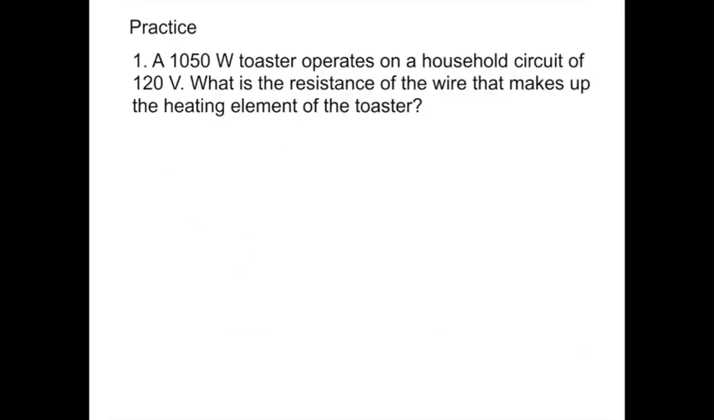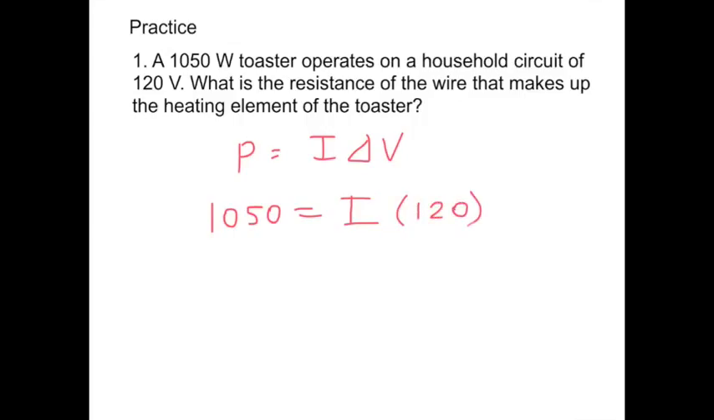Number 1. A 1050 watt toaster operates on a household circuit of 120 volts. What is the resistance of the wire that makes up the heating element of the toaster? So we'll use the equation from the last slide, where we learned that power is equal to I, or current, times delta V, or potential difference. We know that the power is 1050 watts. We're solving for the current, or I, and then finally the potential difference in volts is 120. Now to isolate I, we'll divide both sides by 120 to get that the current is equal to about 8.75.